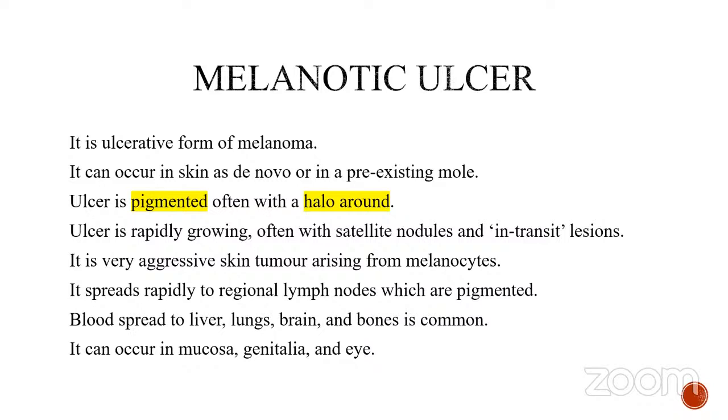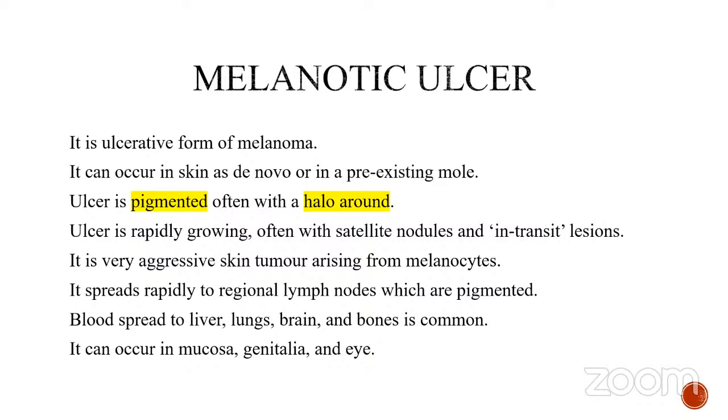It can occur in skin as de novo or in a pre-existing mole. It can start as an ulcer itself, or it can ulcerate from a pre-existing mole. If a pre-existing mole has malignant properties like itching, color change, or increase in size, it can become an ulcer. The ulcer is pigmented, often with a halo around. It is rapidly growing, often with satellite nodules and in-transit lesions. It's a very aggressive skin tumor arising from melanocytes.